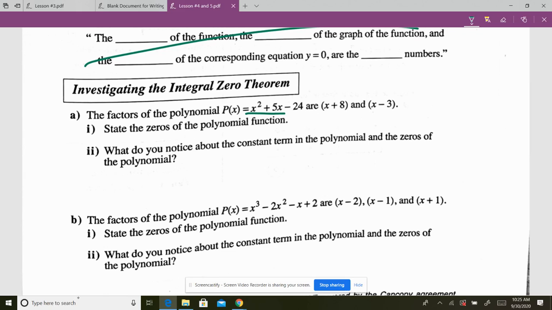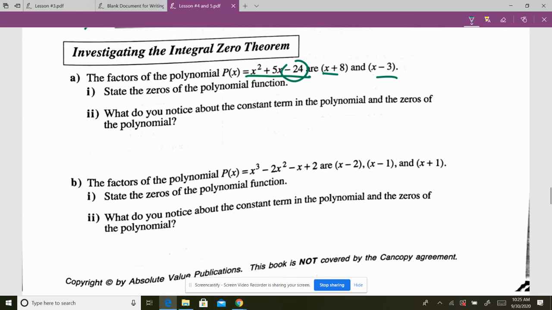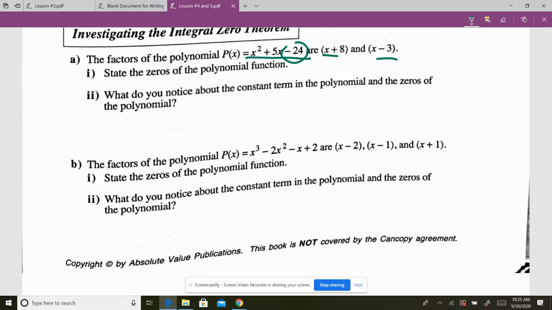A regular quadratic, if we factor that, we get x plus 8 and x minus 3, right? Because we're looking at what multiplies to -24 and adds to the middle. And 8 and -3 multiply to -24. If we look at a cubic, here's our cubic function. The factors of this cubic function are x minus 2, x minus 1, x plus 1. If I multiply -2, -1, and 1, what do I get?